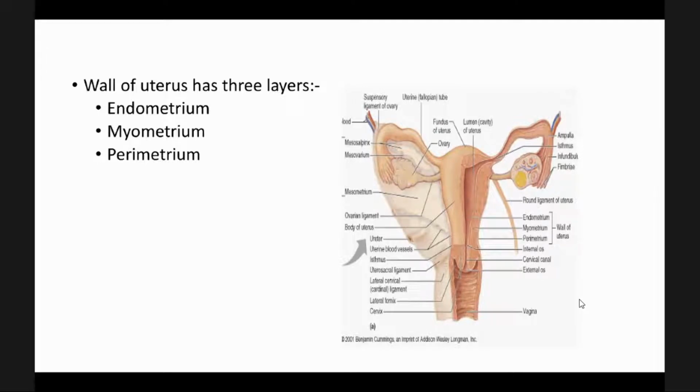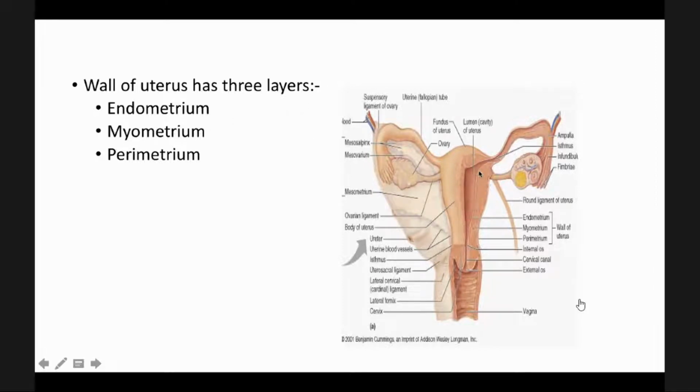I think you have some idea about these features while studying about the fertilization in the first year. There are three layers: endometrium, myometrium, and perimetrium. I think you are familiar with these terms. Where does implantation occur? In which layer? Posterior part of fundus.